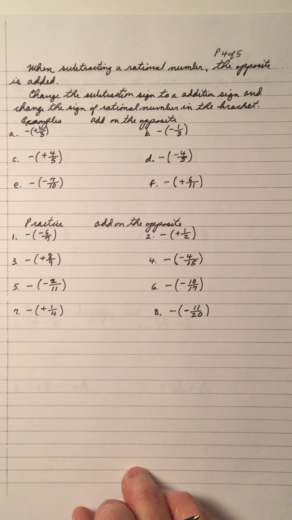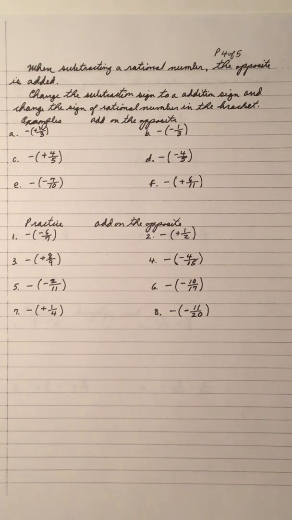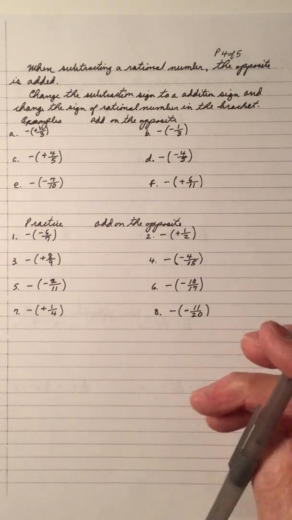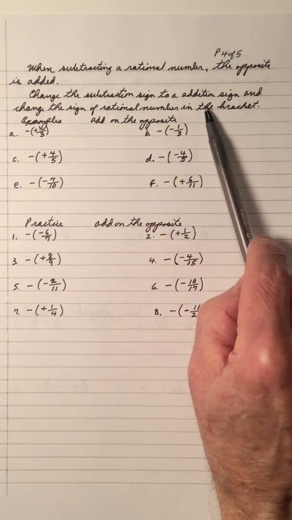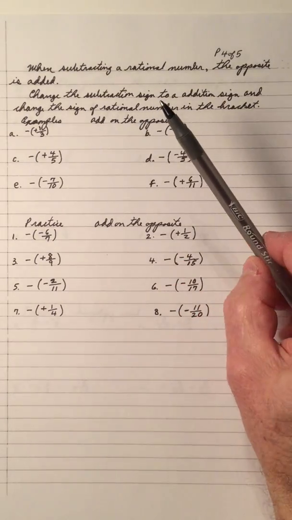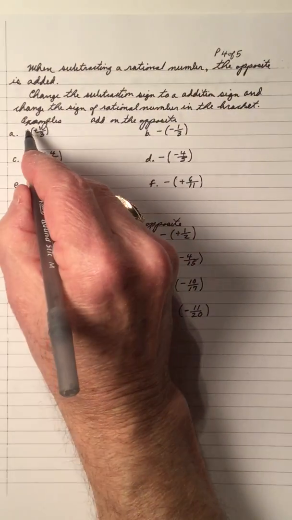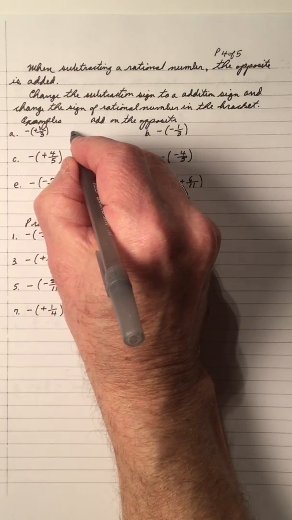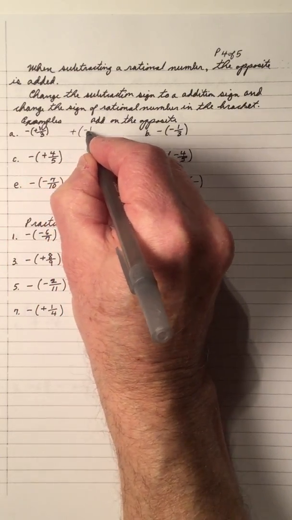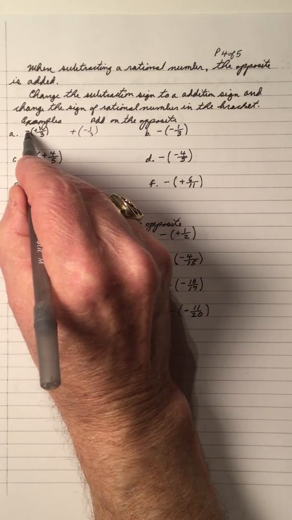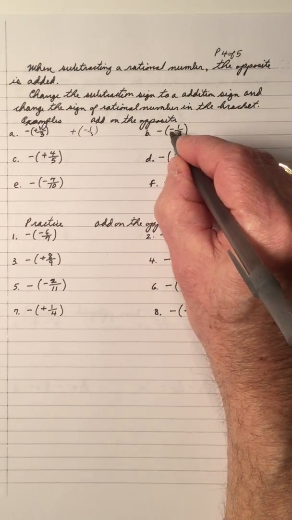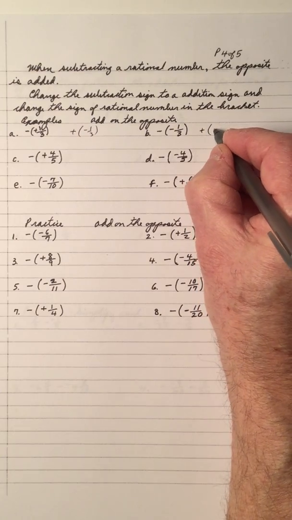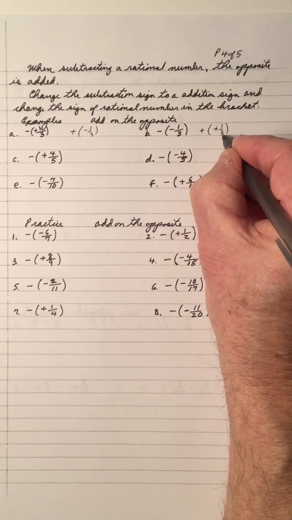When subtracting a rational number, the opposite is added. So you heard me say when you're subtracting any number, you always add on the opposite. So you change the subtraction sign to an addition sign and change the sign of the rational number in the bracket. Notice, you add on the opposite. So if you're subtracting a positive 1/3, you add on a negative 1/3. So when you're subtracting, you add on the opposite. B, when you're subtracting, you add on the opposite, which is positive 1/3.